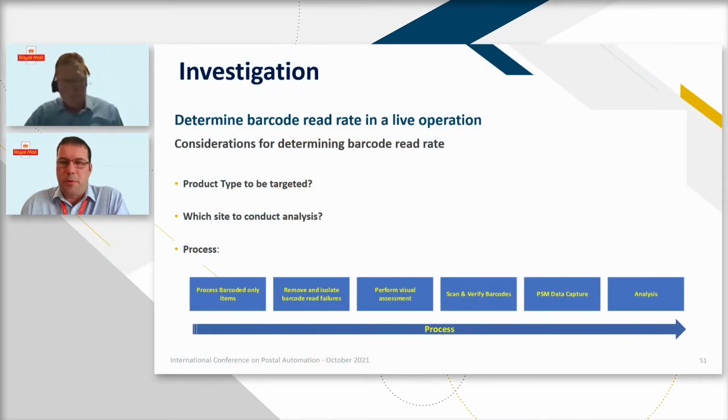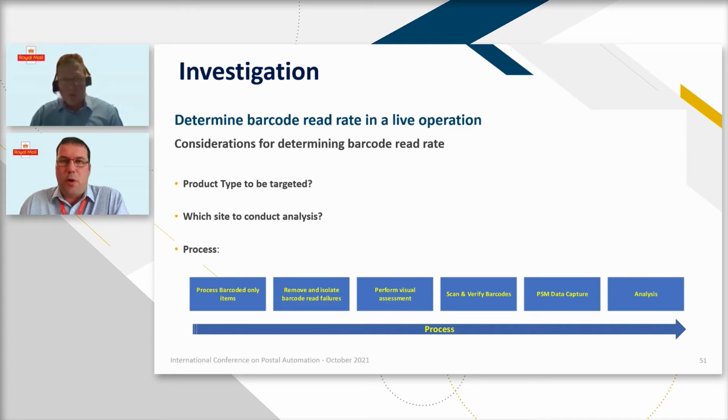Firstly, what would be the product type that we would want to carry out this analysis on? We needed a product type that had a high volume of barcoded items. And for us in Royal Mail, we selected our Track 48 stream because this also would give us sufficient time with that product type to be able to do our physical analysis. We also needed to identify suitable locations that would give us suitable volumes of this product type at times in the day that, again, would give us sufficient time to process and analyse them.